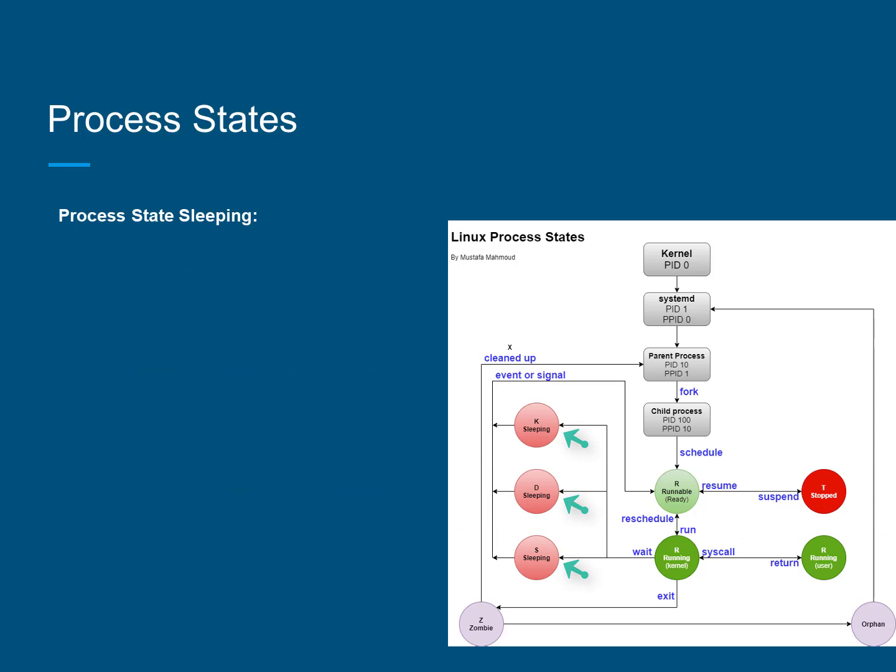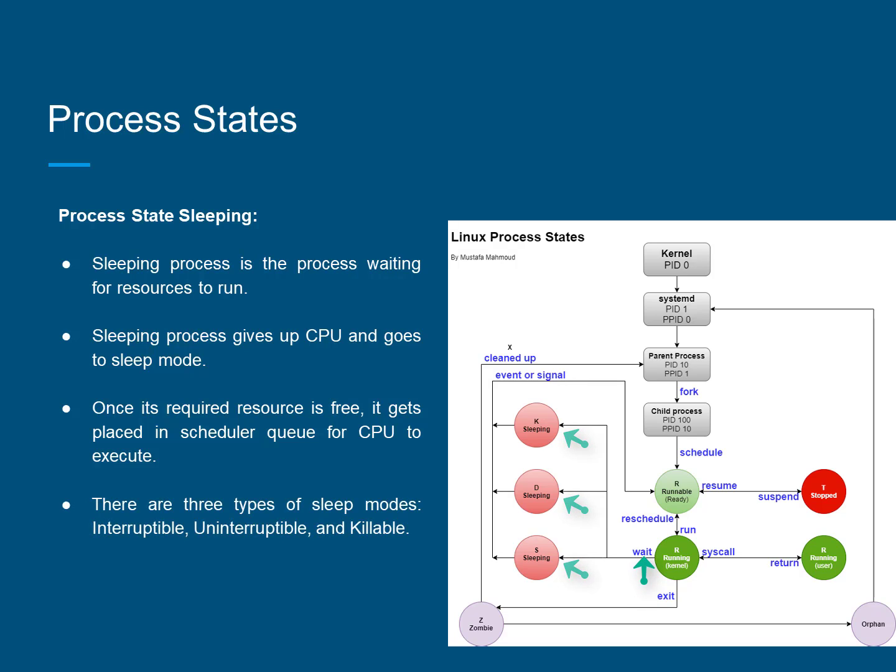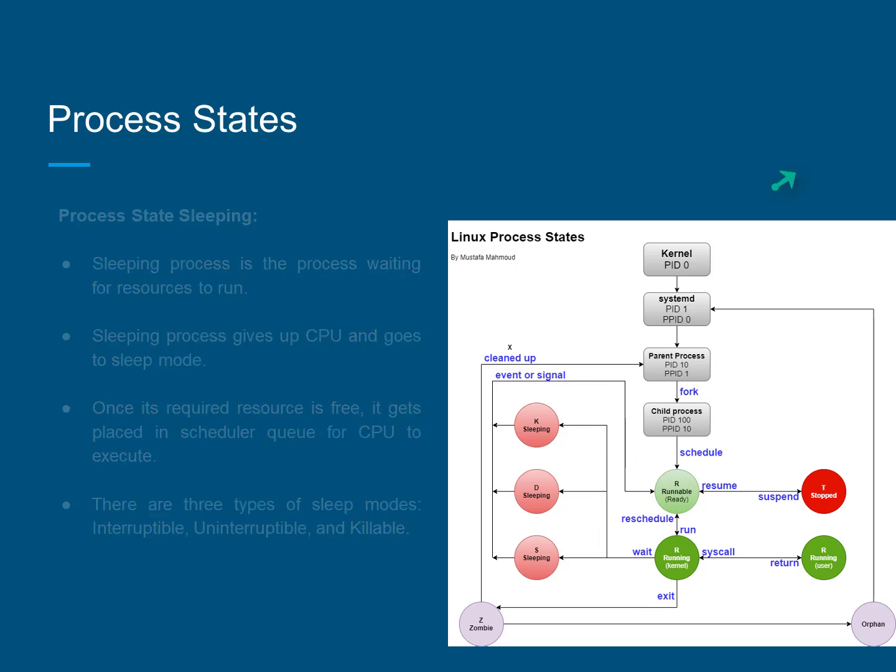The process state: sleeping. A sleeping process is one that waits for resources to run. Since it's in a waiting state, it gives up the CPU and goes to sleep mode. Once its required resource is free, it gets placed in the scheduler queue for the CPU to execute. There are three types of sleep modes: interruptible, uninterruptible, and killable.